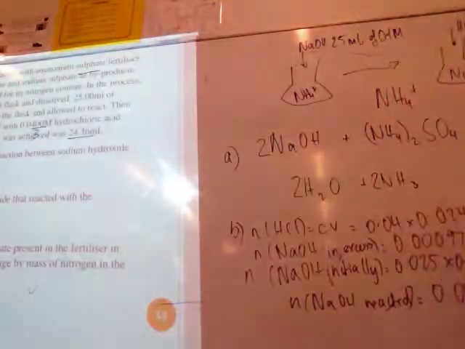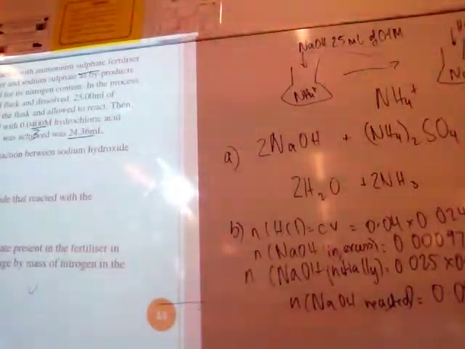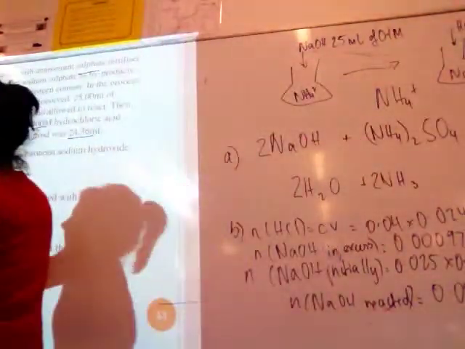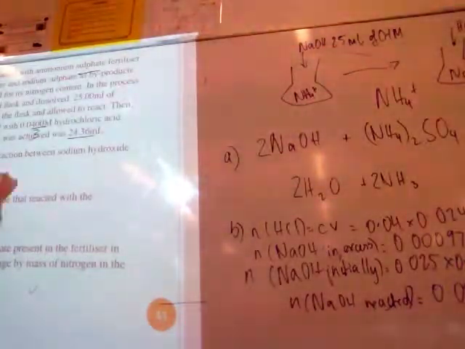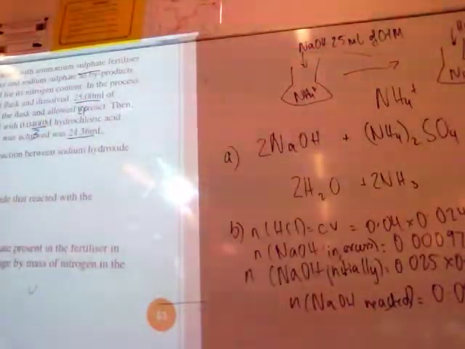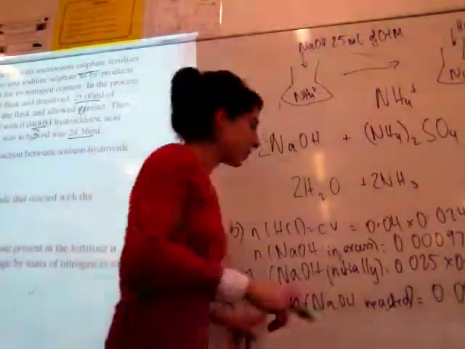With just the other ones, the zero before the decimal point is just to make it easier to read. So 3 here, 4 here. Okay, so we've got that many moles of NaOH that's reactive.